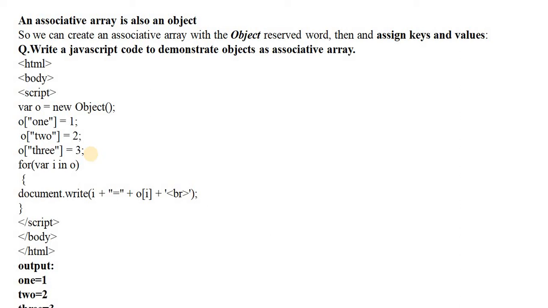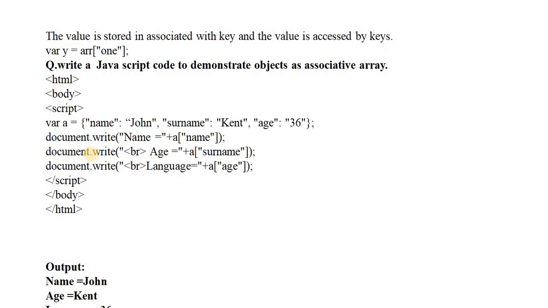For in loop is ideal for this associative array. Next point is another example of object as an associative array. The value is stored in association with the key and the value is accessed by the key. Here we pass a string and access this value by using a key value pair. Variable y is equal to array of 1. Let us see one example of this.